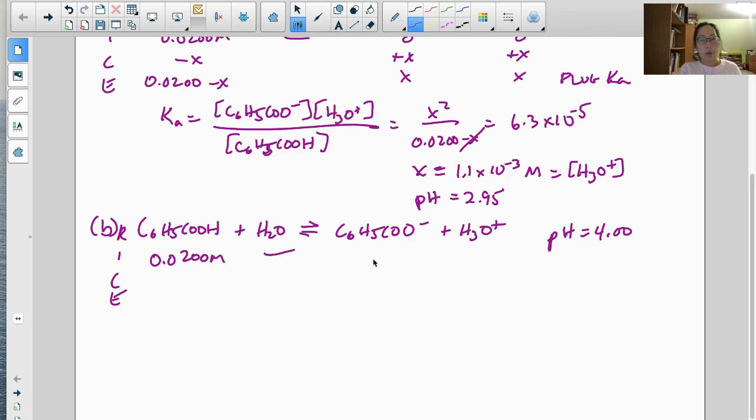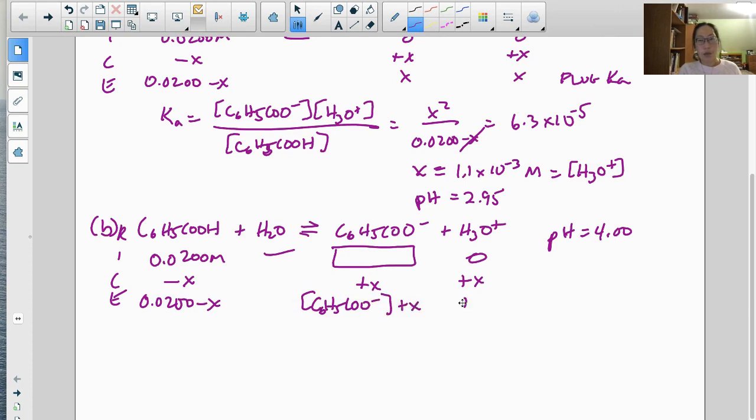Okay, we need to figure this out, right? This is our unknown. We're trying to figure out how much of the benzoate we need to add to this solution. This is 0 initially. So here we have our minus x, plus x, plus x. And then we get 0.02 minus x here. This is going to be our concentration of benzoate, plus x, and then plus x.